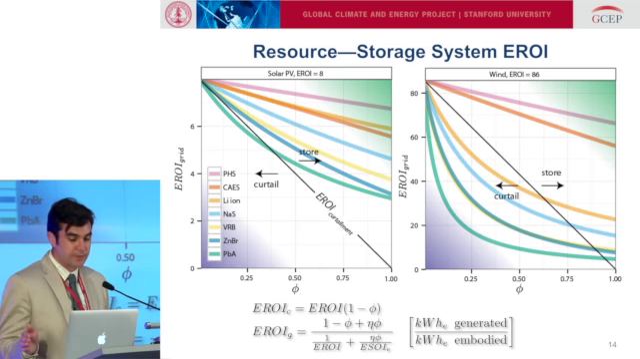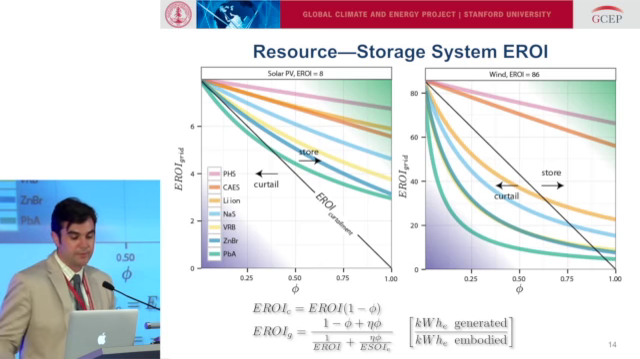If none of the resource is curtailed, then the EROI is the original resource EROI. So if phi equals 0, then the EROI is 8 for solar, for example. And if all of it is curtailed, then the EROI is reduced to 0.